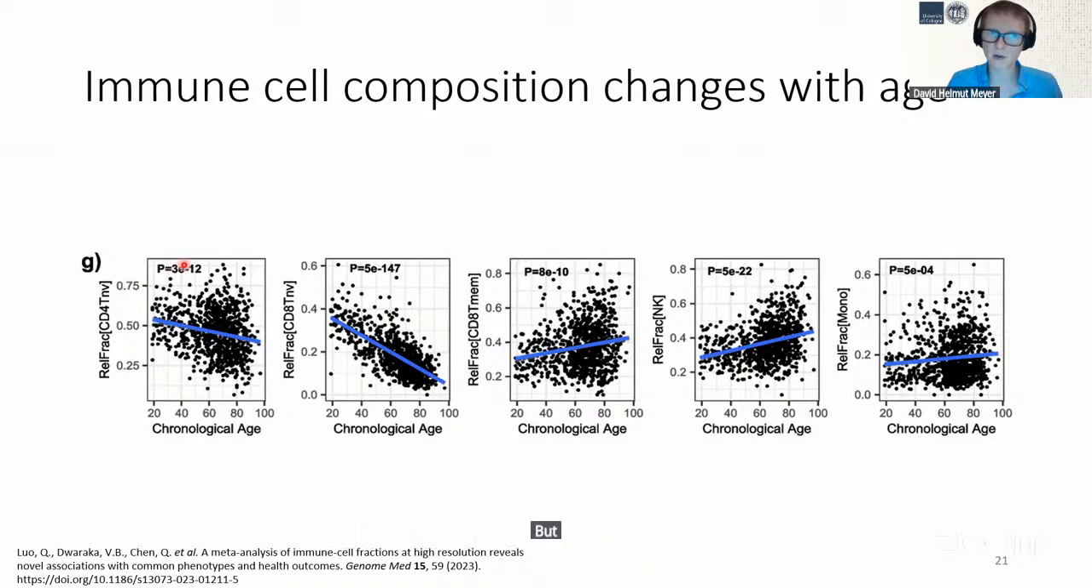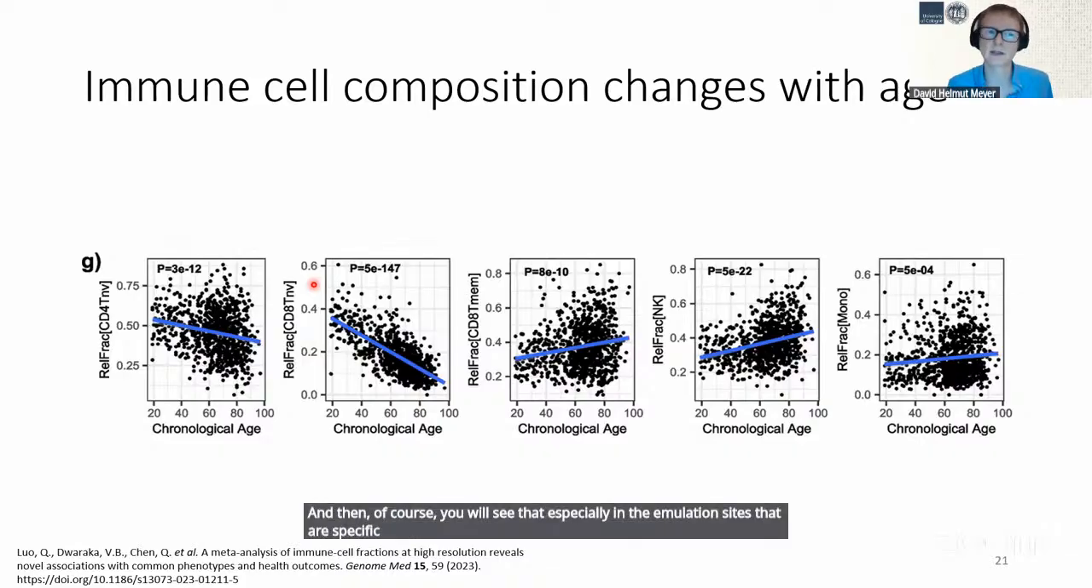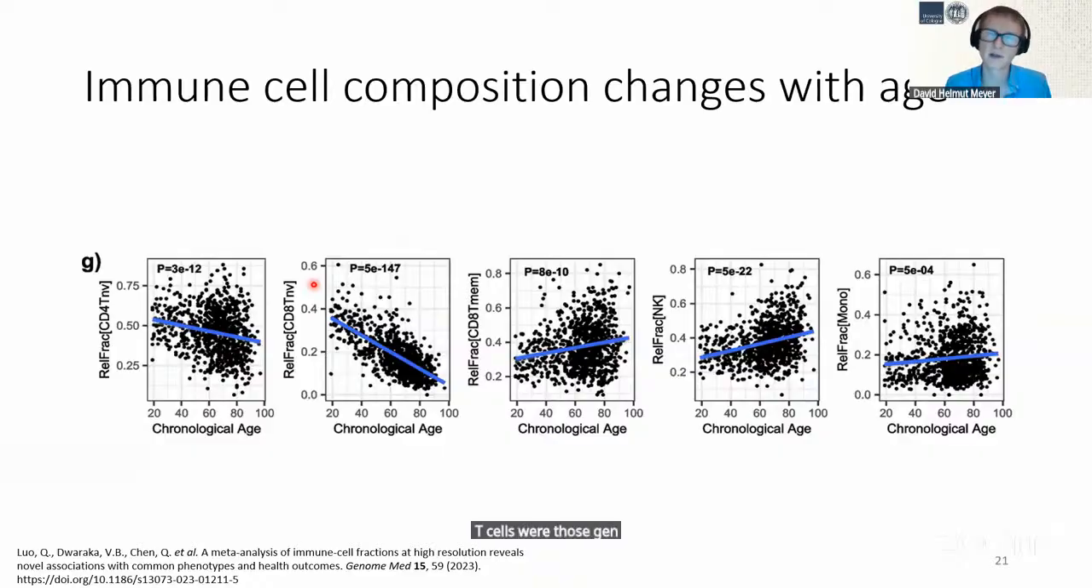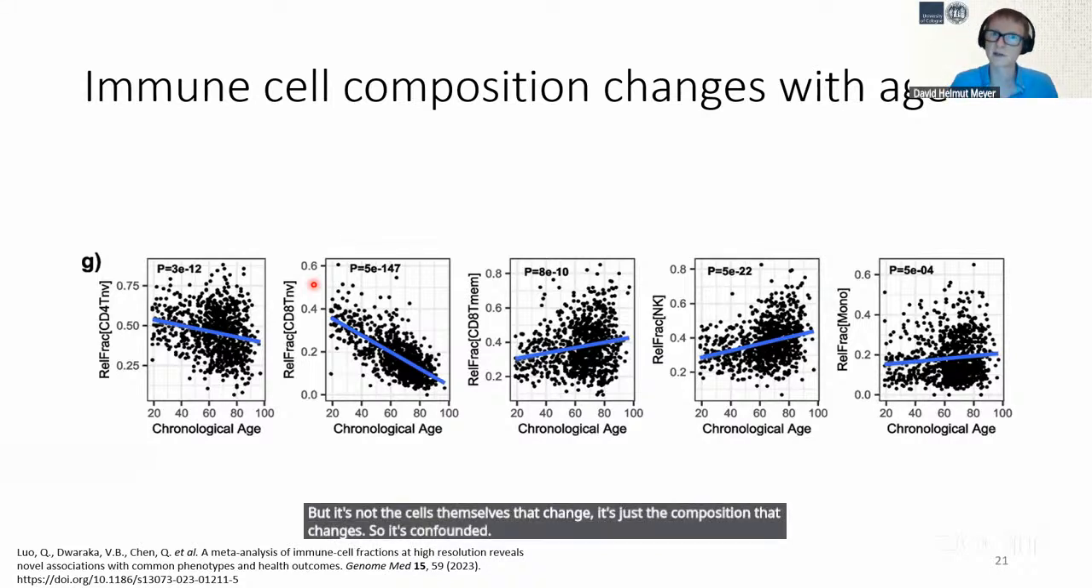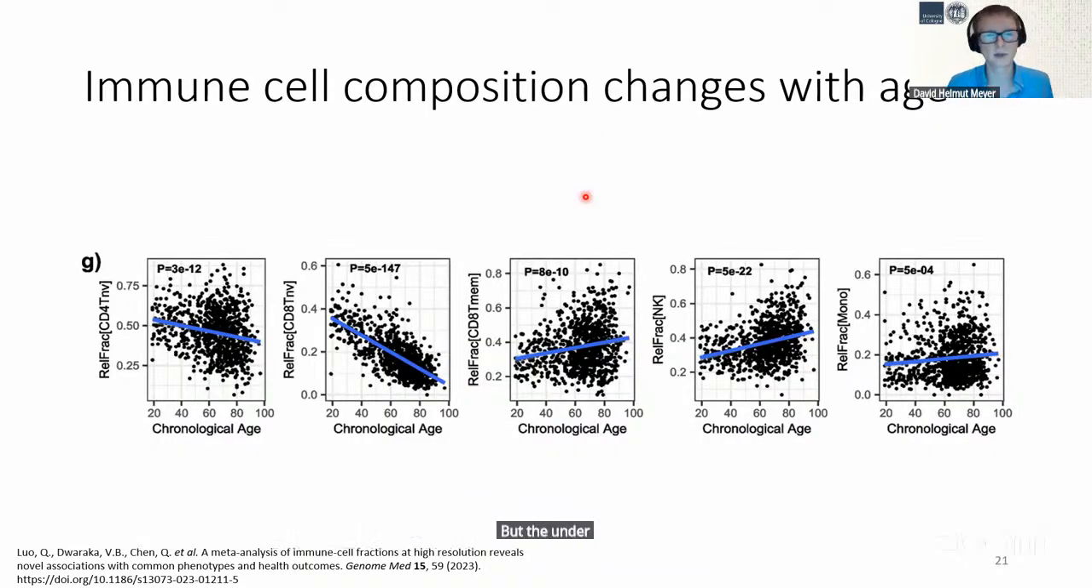But just because now you have less CD8 cells with age, you suddenly see, if you merge them together in blood, so you just have a bulk sample, that there is a strong aging trend. And then, of course, you will see that especially DNA methylation sites that are specific to CD8 T cells, or those genes that are active there. But it's not the cells themselves that change, it's just the composition that changes. So it's confounded. You have different information. It's still useful. Yeah, you can still predict mortality, but the underlying interpretation is completely different.